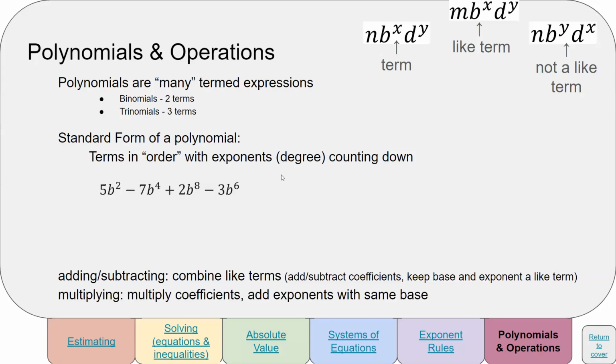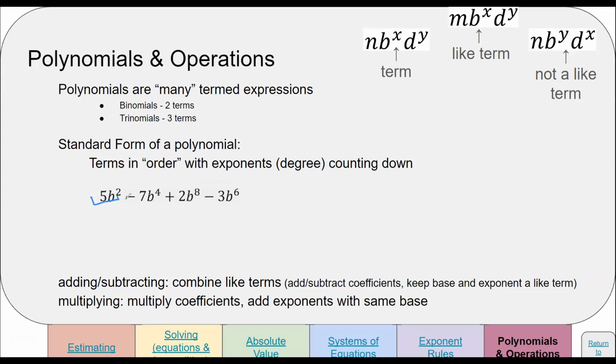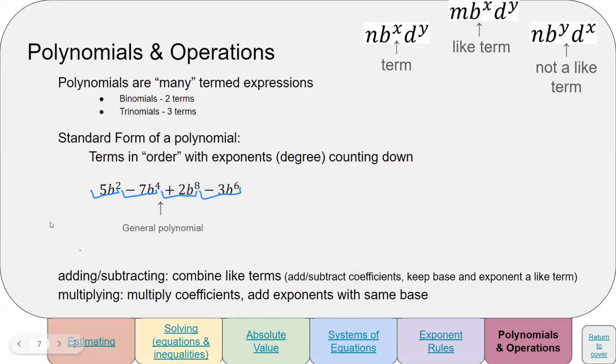So if I give you the polynomial 5b squared minus 7b to the 4th plus 2b to the 8th minus 3b to the 6th, I have 4 terms here. This is one term. This is my second term with the exponent. This is my third term, and this is my fourth term. So if you notice, I do keep the signs with them. This is a generic, general polynomial. I just have four terms.